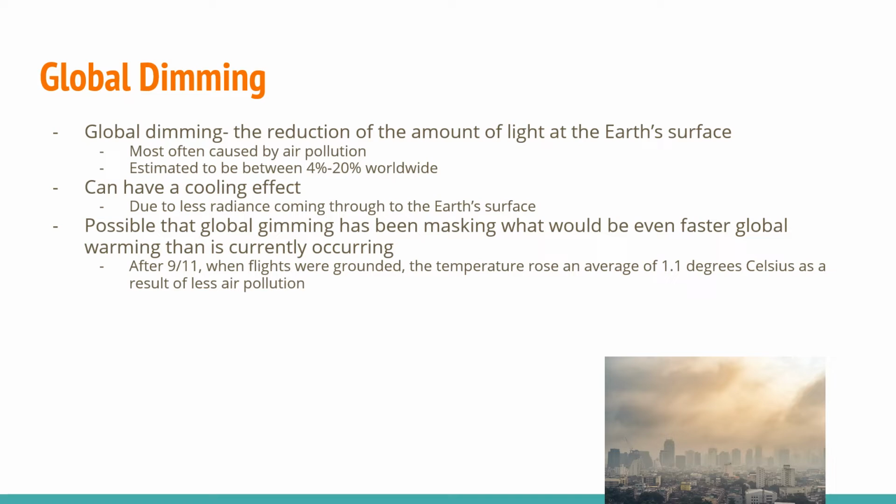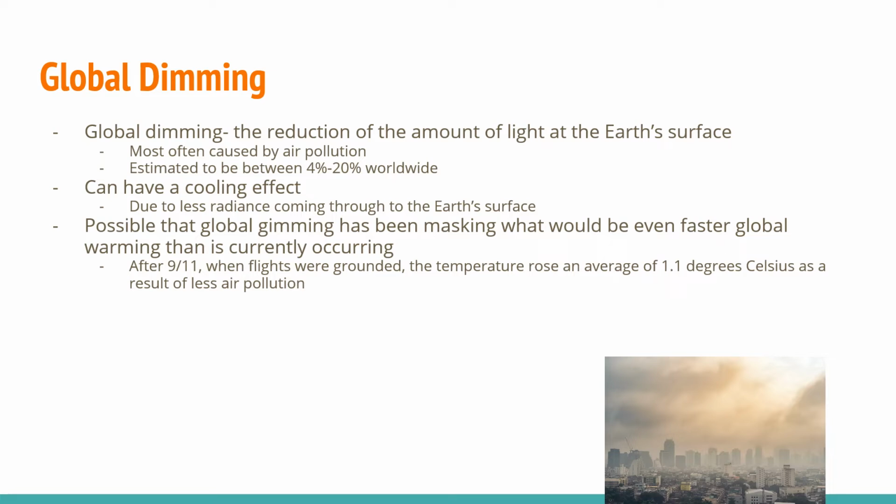Okay, there's less radiance to come through. Okay, it's not as sunny because the sky is blocking it out. And this is not only bad in terms of having colder weather, okay, but also it can mask faster global warming because we're not feeling it here on the surface, but that doesn't mean that the Earth isn't getting warmer because of this.